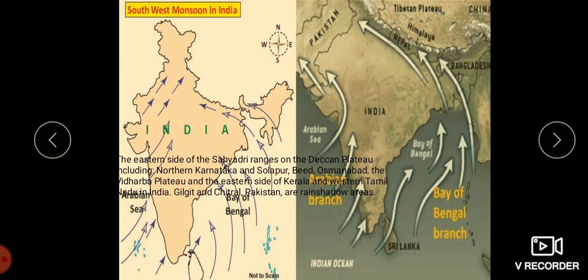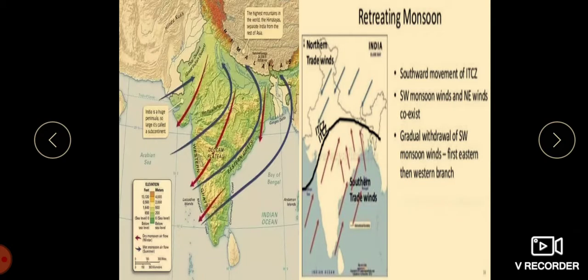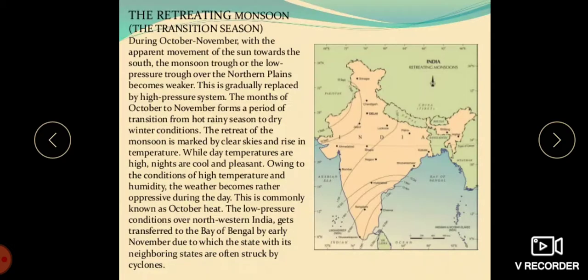We also have tropical cyclones which frequently occur in the Bay of Bengal and cause damage along the east coast. You can see how it goes. So this is the retreating monsoon season. Now we will move on to the retreating monsoon season. We can see here how it goes. Gradually southwards movement. See, retreating from here it goes, and from the northeast also it comes. So we call this retreating monsoon winds.